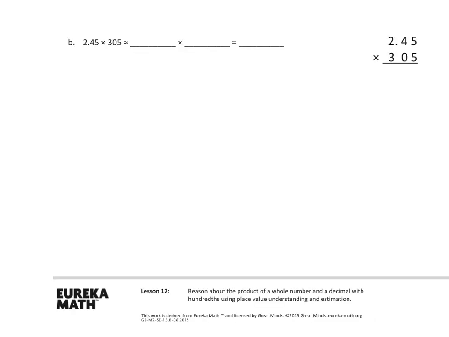All right, so moving down to B, we have 2 and 45 hundredths. Now that's very close to the middle of 2 and 3. If it was 2 and 50 hundredths, that would be actually right in the middle. So 2 and 45 hundredths is closer to 2 wholes. We're going to round down. And then 305 is obviously closer to 300. So if you take this, 300 times 2, our answer should be close to 600.